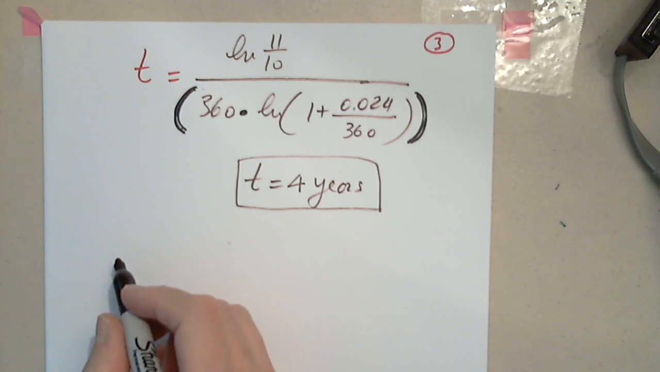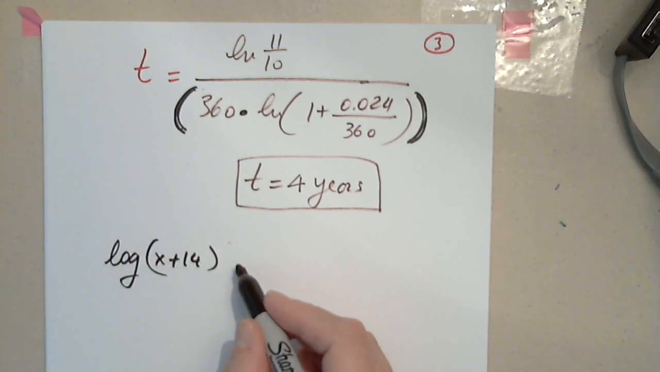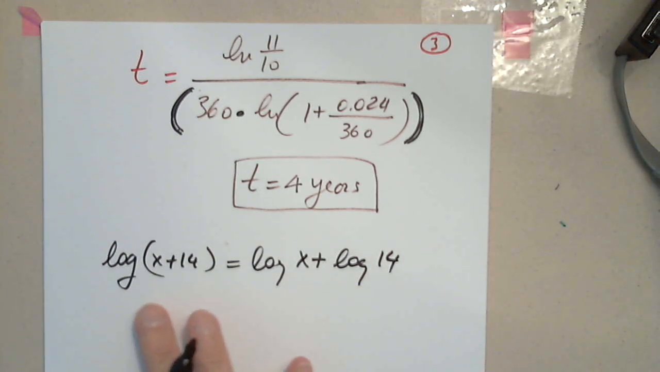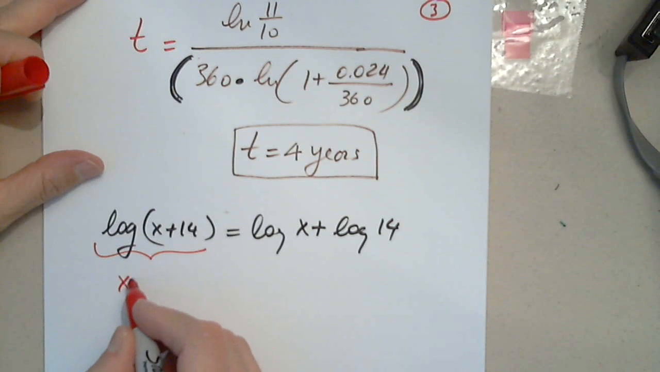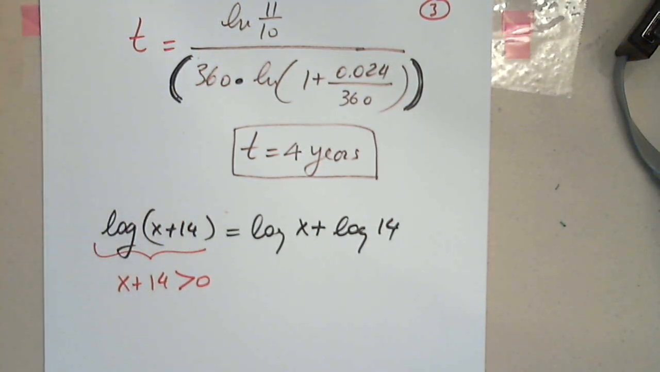So it's going to be log of x plus 14 equals log of x plus log 14. Is it correct? Yes. Excellent problem. When we solve log equations, we have to be very careful, like when we solve radical equations, like when we solve rational equations, because these functions are not friendly. This is not a friendly function, what I call friendly, because I have to write that x plus 14 must be greater than 0 for this function to exist.